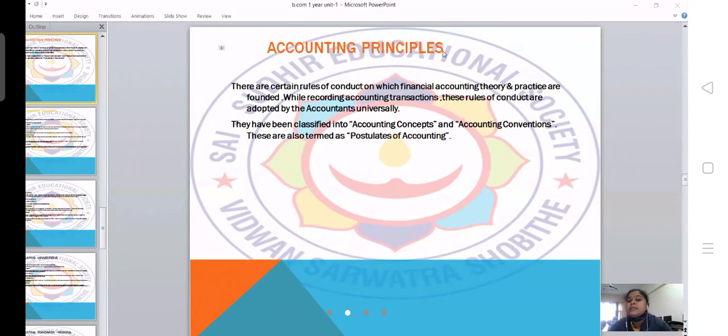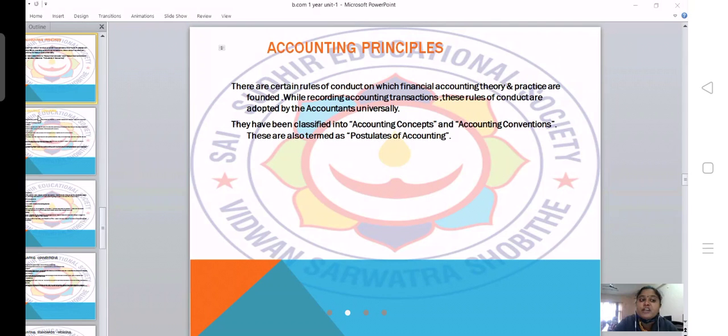Accounting principles are the rules that should be applied when preparing your accounting transactions. Whatever rules are applied should be adopted and followed by an accountant. These accounting principles are classified into two types: first, accounting concepts, and second, accounting conventions.